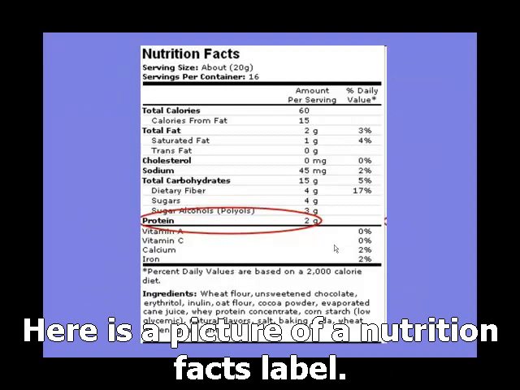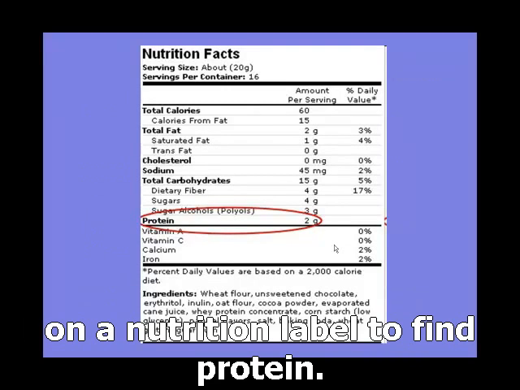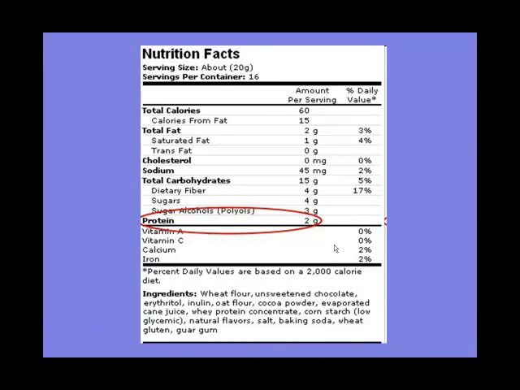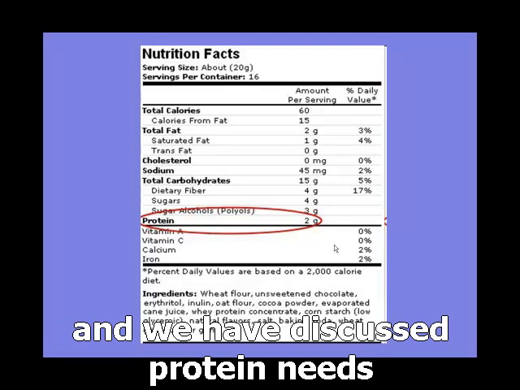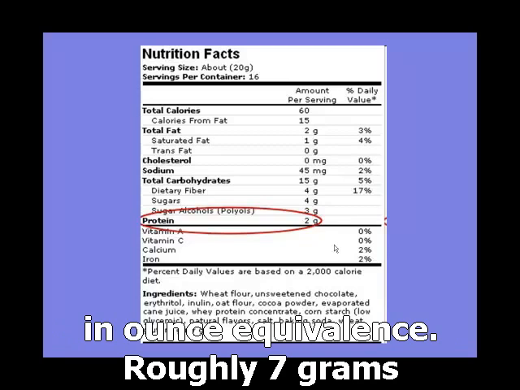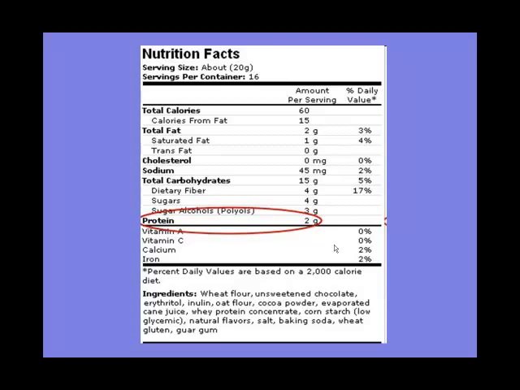Here's a picture of a nutrition facts label. This is simply to show you where you can look on a nutrition label to find protein. You will notice that protein is listed in grams, and we have discussed protein needs in ounce equivalents. Roughly 7 grams is equal to 1 ounce equivalent.